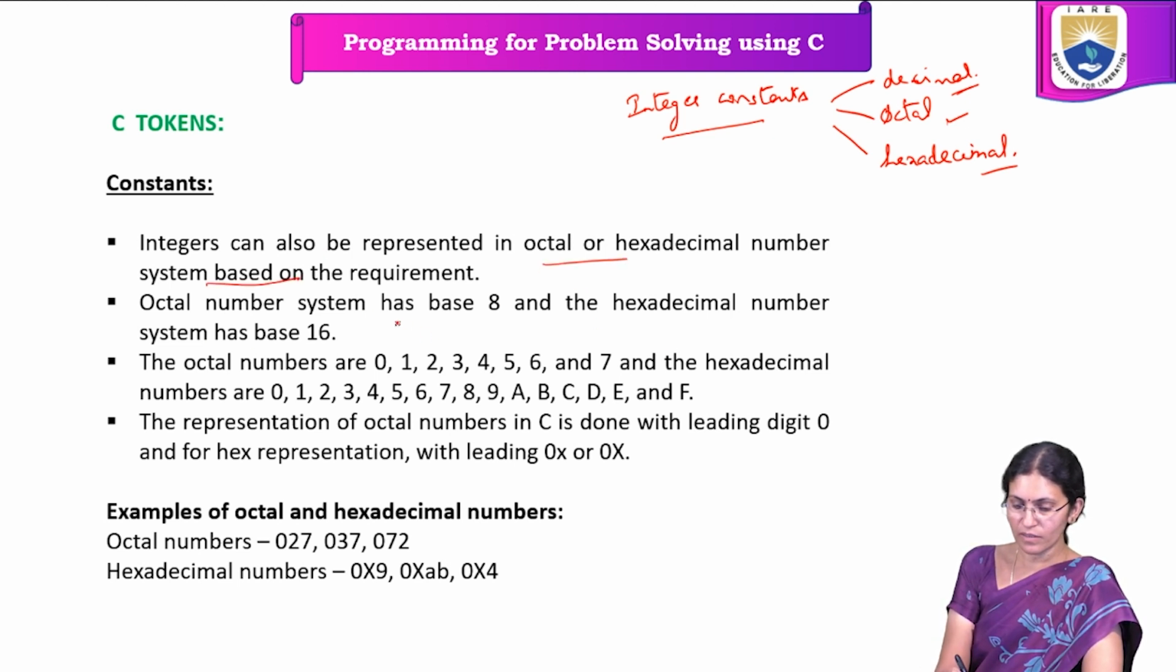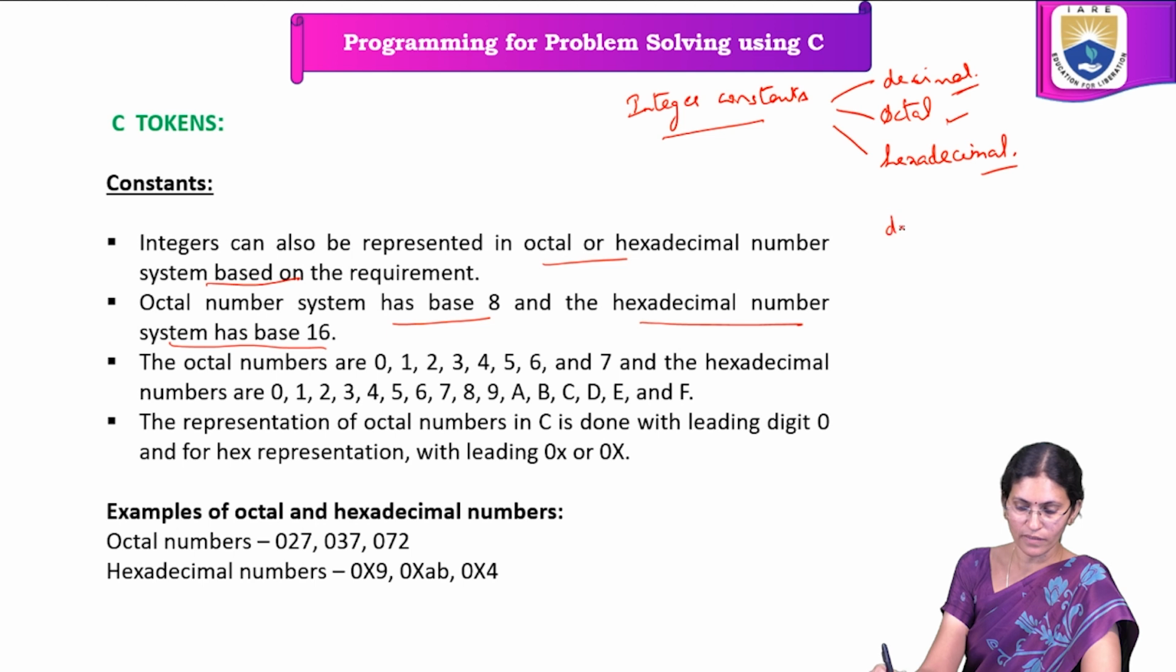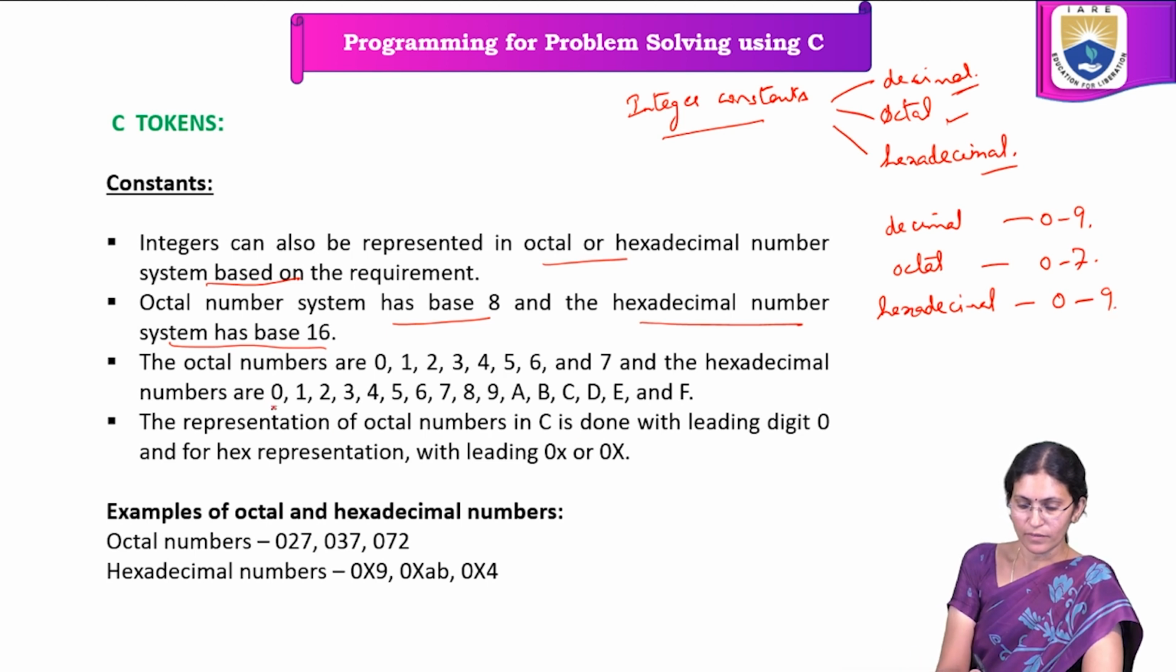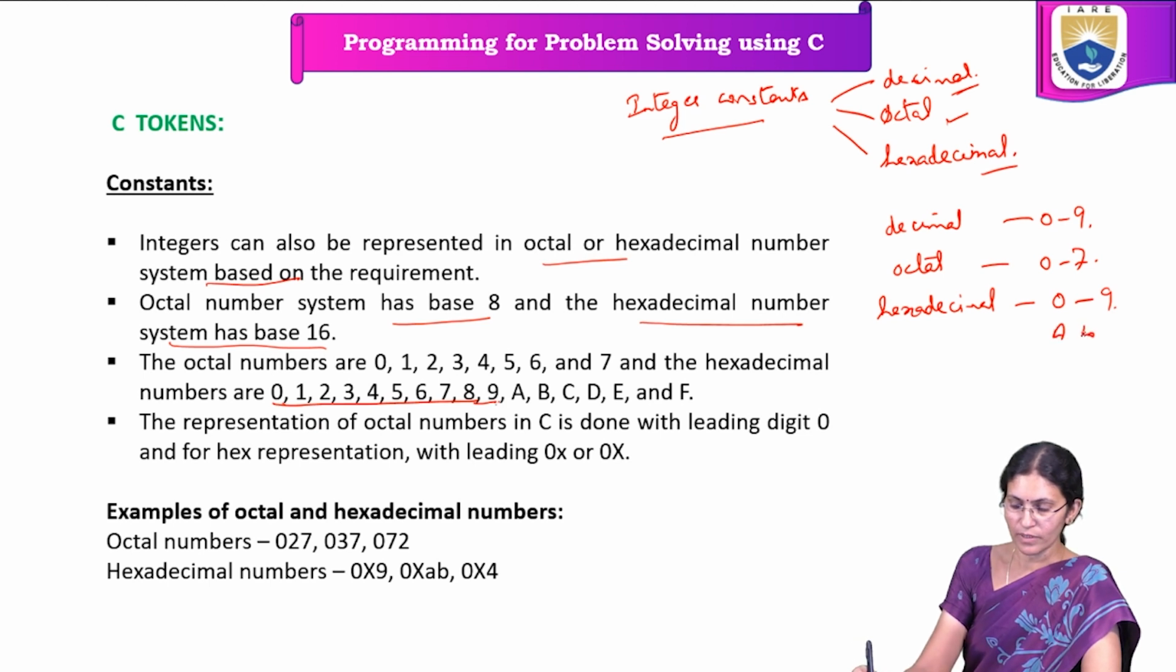The decimal number system has a base 10, the octal number system has a base 8, and the hexadecimal number system has a base 16. In decimal we have digits from 0 to 9. Octal numbers are from 0 to 7, with base 8. And hexadecimal numbers are from 0 to 9 and then from A to F.